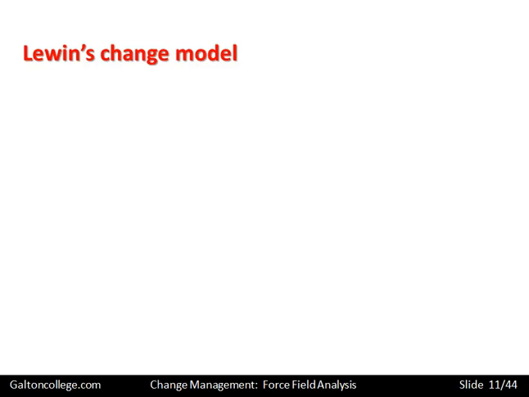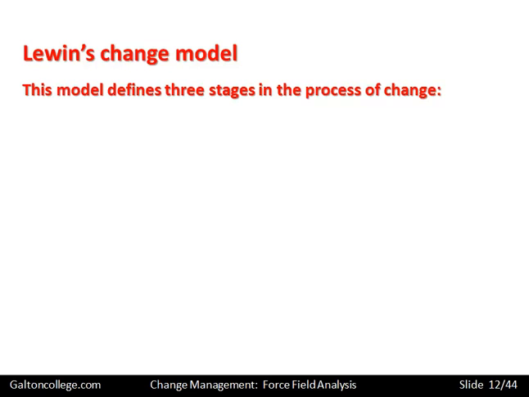Now, the famous model here in the context of change and resistance to change is Lewin's change model. This model identifies three stages in the process of change. First of all, what's known as unfreezing, and we'll talk about this in a few moments, but just for the moment, unfreezing. Then we've got change, and then we've got refreezing. So we have three parts: unfreezing, change, and refreezing. And I'll talk about each of those in a moment.